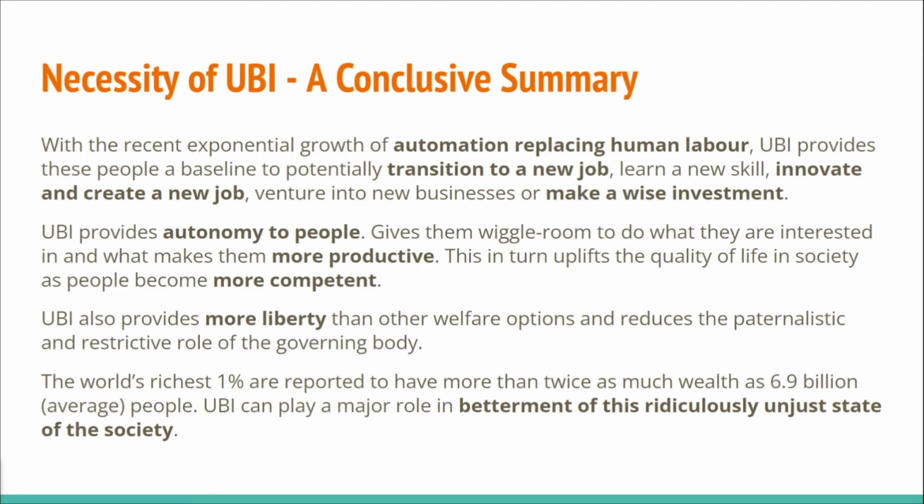The world's richest 1% are reported to have more than twice as much wealth as 6.9 billion average people. This is a stat which we also mentioned before, and UBI can play a major role in the betterment of this obviously ridiculous and unjust state of the society.